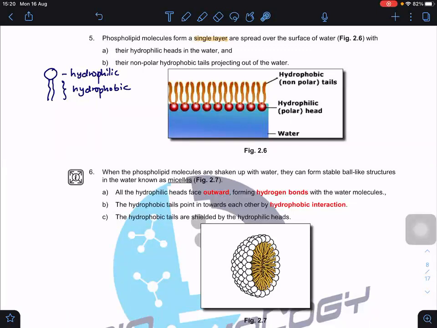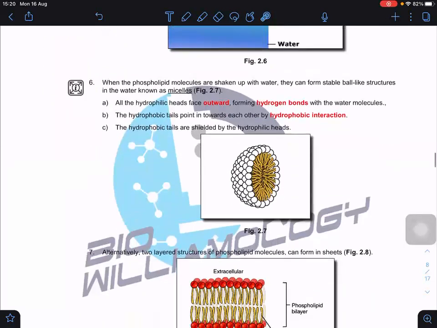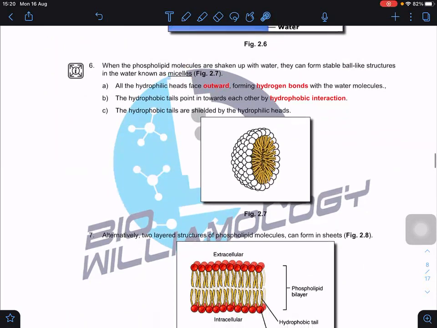Now, if you shake the phospholipids with water, they will form a very stable ball-like structure known as a micelle. Now, what's this micelle? If you look at this, we do know the hydrophilic head and the hydrophobic tail. The hydrophilic heads face the aqueous side, meaning the outside is all water. So inside, it forms a hydrophobic core. How do they form? They form by hydrophobic interaction.